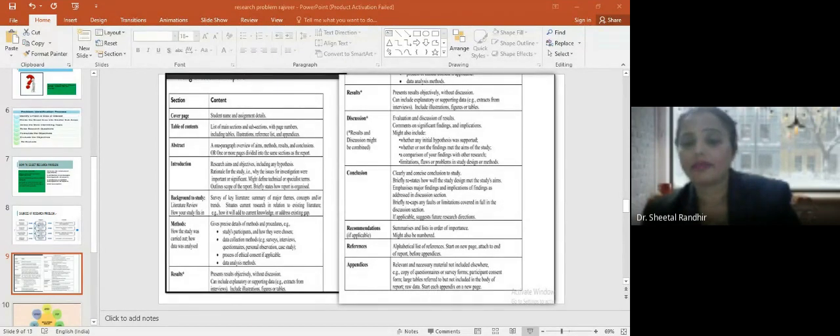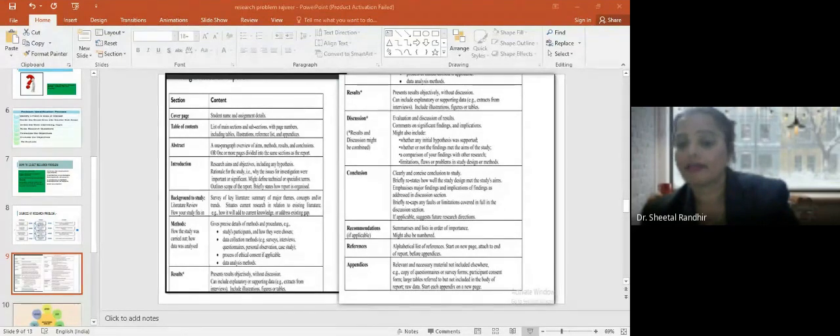Many times researchers don't give recommendations because it is only if applicable. But as a researcher and as a teacher, this is my suggestion to you all: please give recommendations. Summarize and list them in order of importance, and they might also be numbered. Please give recommendations. The original contribution of a researcher always gives the research recommendations.